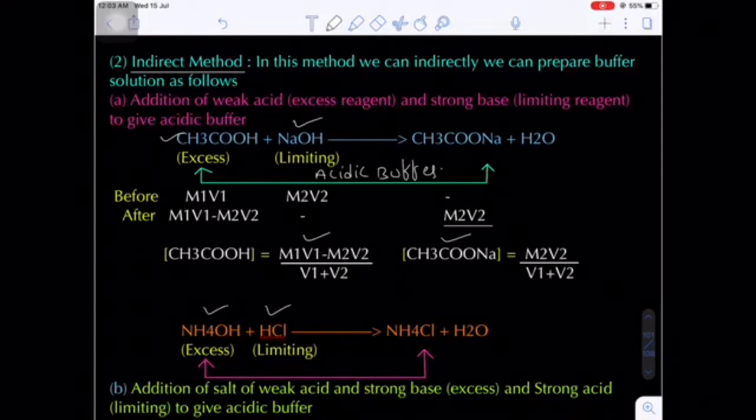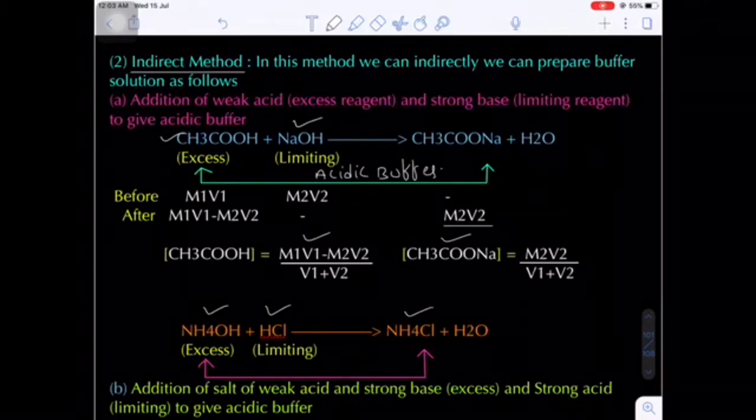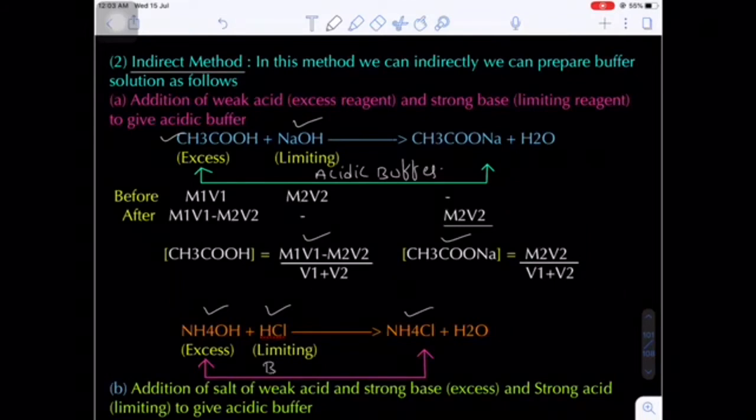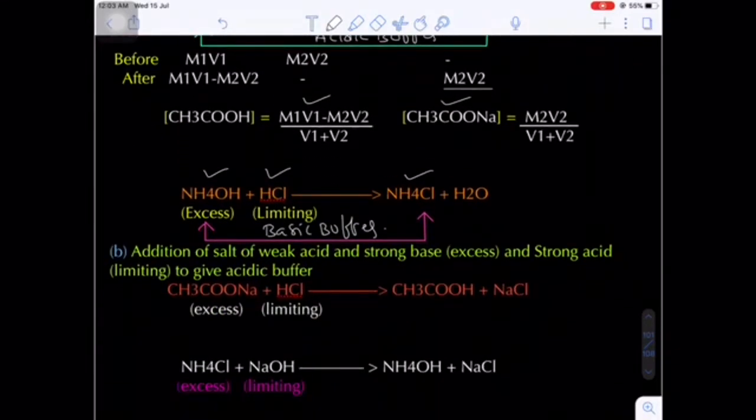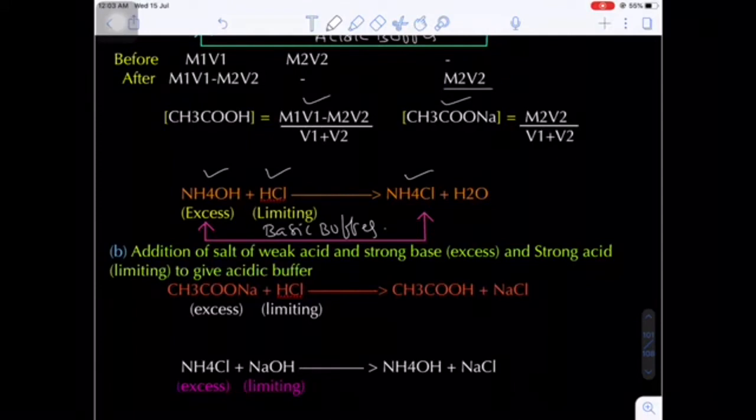And similarly, let's suppose we are taking the weak base NH4OH in excess and we treat it with hydrochloric acid, which is the limiting reagent. Then what about the salt? Ammonium chloride will be formed, and what will be left here? Weak base will be left. A weak base along with its conjugate acid is referred to as what? Basic buffer. Are you getting my point?